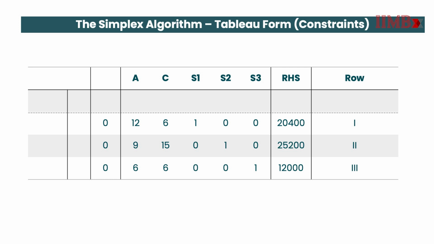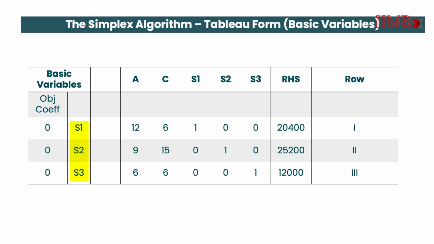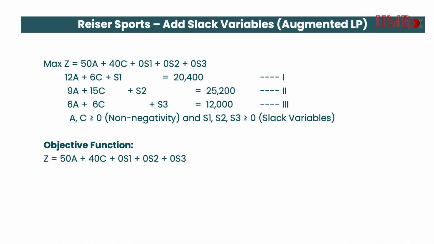Let's now include the basic variables on our table. The 3 basic variables are S1, S2 and S3. The objective function coefficients of these basic variables was 0, 0, 0, which we will specify here on our tableau. Now, the only thing missing here is the objective function. So we will also then bring in the objective function. The objective function was Z is equal to 50A plus 40C plus 0S1 plus 0S2 plus 0S3.